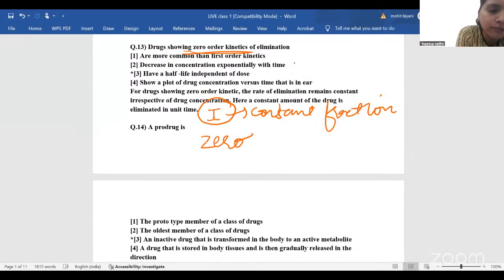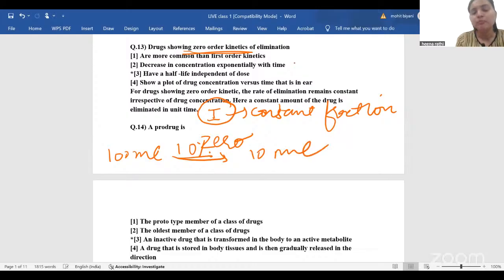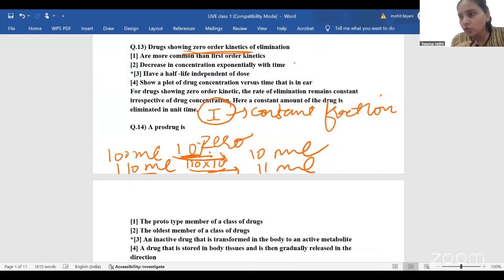Suppose we have given 100 ml of any drug. And we have seen that every time 10% of the drug is eliminated. It means 10 ml of the drug is eliminated. Then we are going to increase the concentration of the drug. Suppose we have increased the concentration to 110 ml. Then 10% of this 110 is going to be eliminated. It means 11 ml of the drug is eliminated.